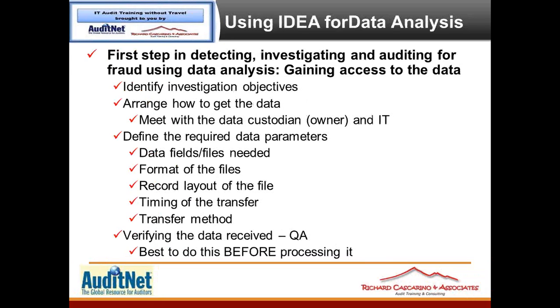First step in detecting, investigating, and auditing for fraud, you've got to get hold of the data. And that means you've got to identify what it is you're trying to find out and then arrange how you're going to get hold of that data onto your machine. Typically that means meeting with the owner of the data and with IT and then defining which fields on which records or which tables, what the layout will be, what the record layout of the file is, getting hold of that, when it's going to be transferred, how it's going to be transferred, and then once you've got it, you're going to have to verify that the data that you think you've got is in fact the data that you wanted.